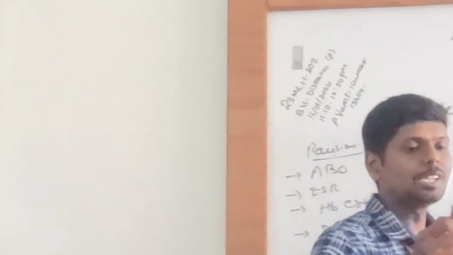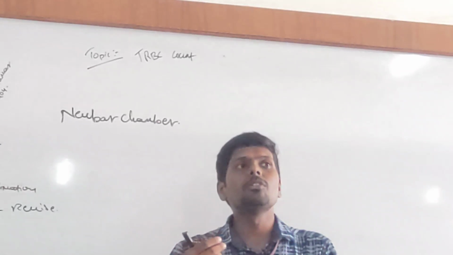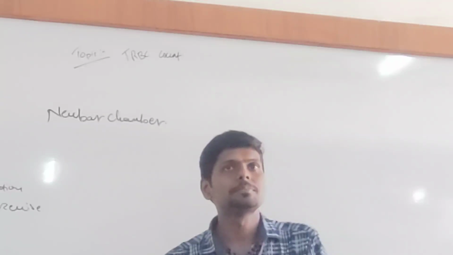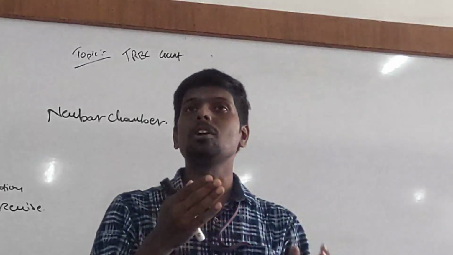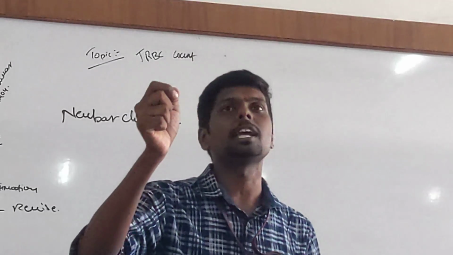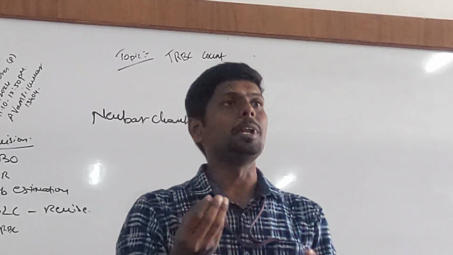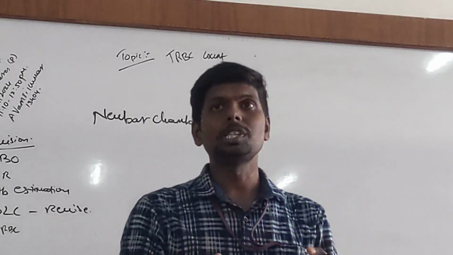Before the Neubauer chamber, some very interesting things. What is the volume of blood in the body? 5 to 6 liters. So we have around 5 liters of blood, right? So in a single drop of blood, that means a cubic millimeter of blood, how many red blood cells are present? 4 to 6 million, right?